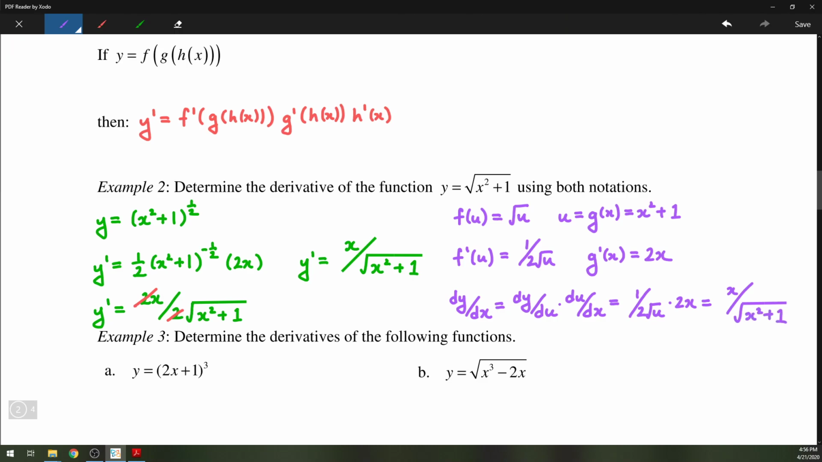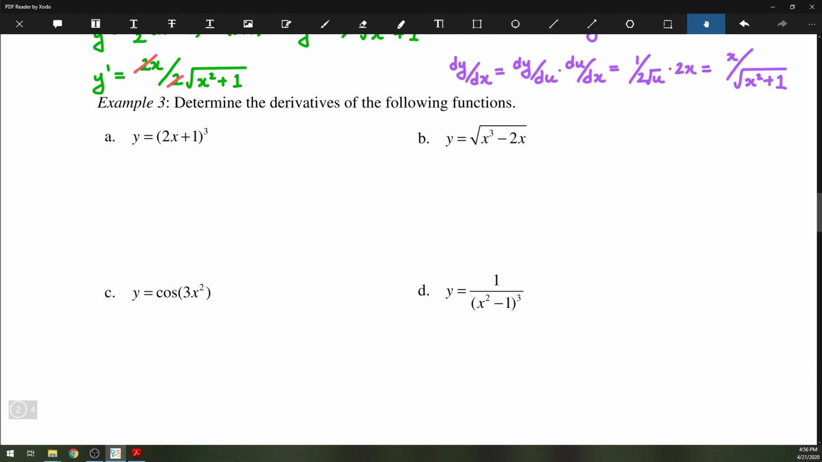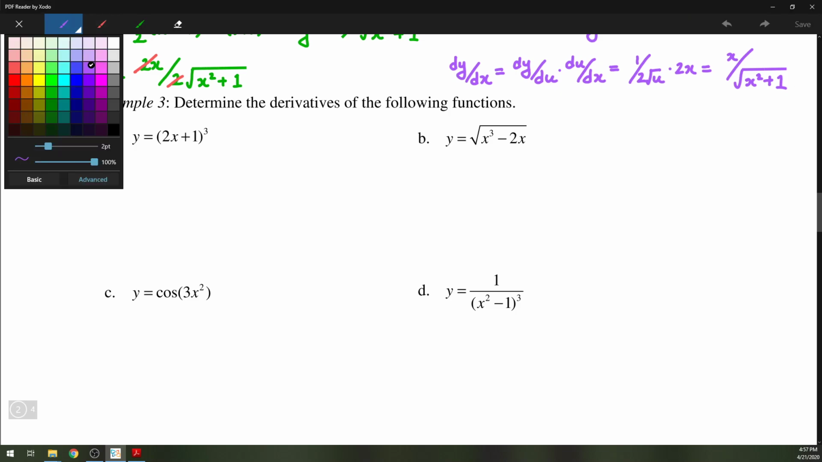Okay, so the next part is just to look at the chain rule if we already have a very well defined inner and outer function from page 1. Let's go through them pretty quickly here.